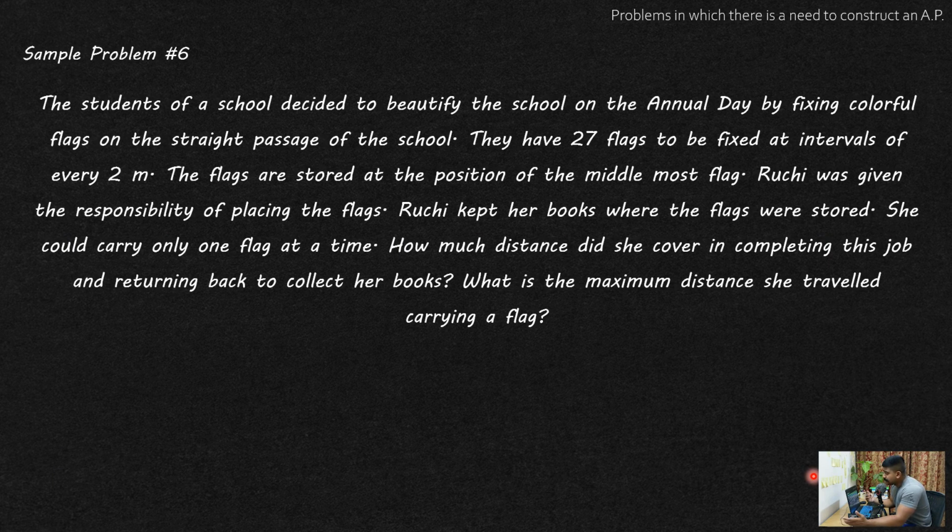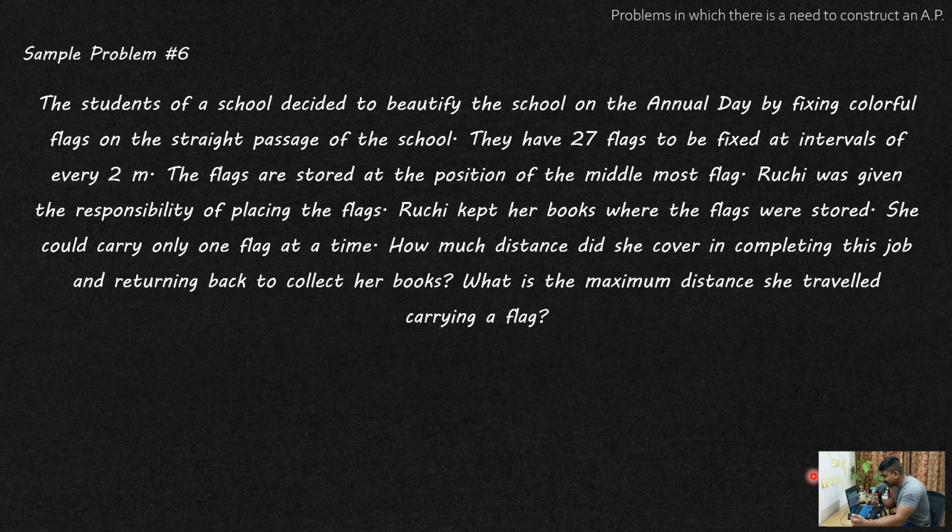The students of a school decided to beautify the school on the annual day by fixing colorful flags on the straight passage of the school. They have 27 flags to be fixed at intervals of every 2 meters. The flags are stored at the position of the middlemost flag. Ruchi was given the responsibility of placing the flags. Ruchi kept her books where the flags were stored. She could carry only one flag at a time. How much distance did she cover in completing this job and returning back to collect her books?